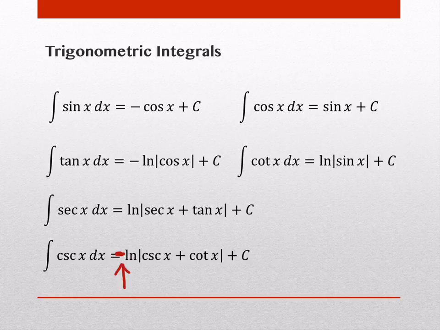So the antiderivative of sine is negative cosine. The antiderivative of cosine is sine. Those two are easy ones to remember. The antiderivative of tangent is negative natural log, absolute value of cosine. And the antiderivative of cotangent is natural log, absolute value of sine. And then secant is the natural log of the absolute value of secant plus tangent. And cosecant is the negative natural log of the absolute value of cosecant plus cotangent. All with plus c's, as I've written on here.